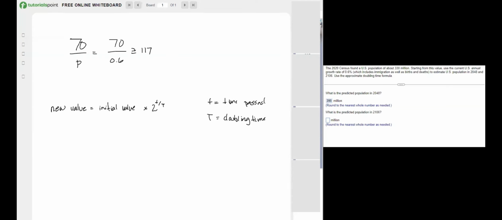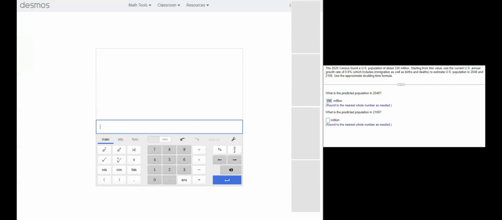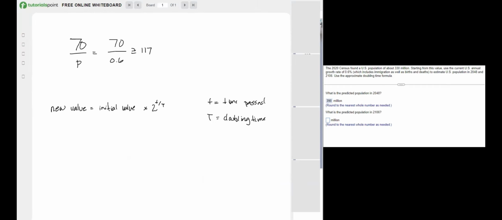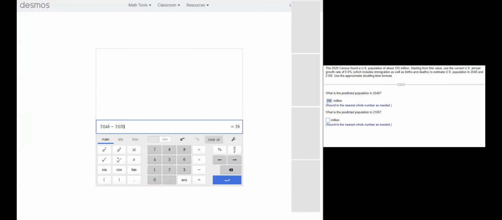So as far as time passed goes, we're asked to find or predict the population in 2048, and we started in 2020, so we need to find how much time passed between those two, so we can just go ahead and subtract. 2048 minus 2020 gives us 28 years that has elapsed. So our little t will be 28. So let's plug in what we have. An initial value is 330, or 330 million is what they gave us, times 2, time passed is 28, and the doubling time is that 117.